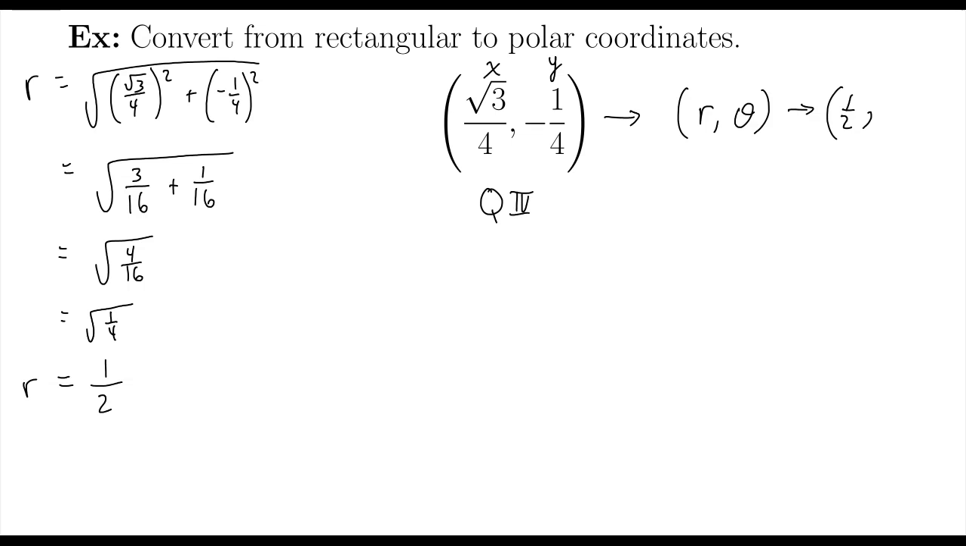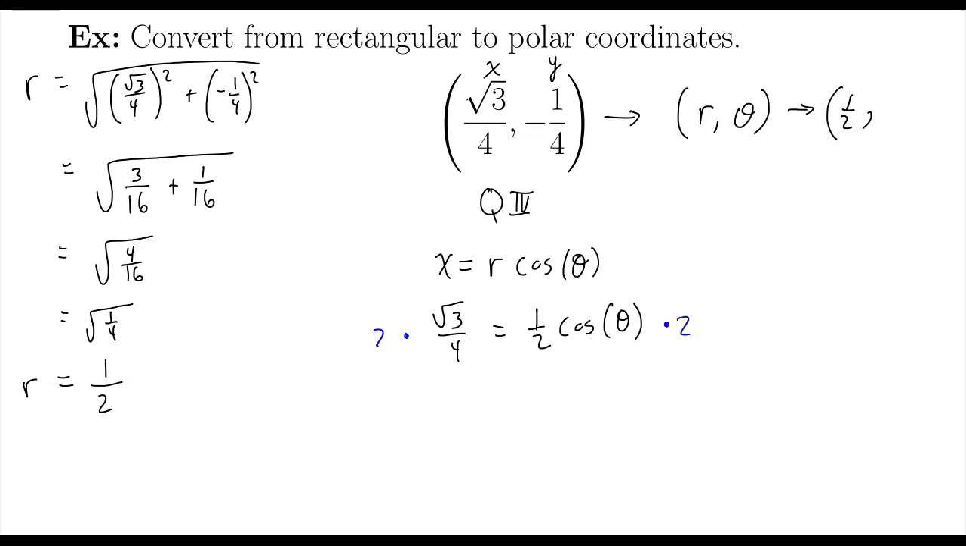Okay, so now let's use those formulas. I'm going to use the x formula. Okay, so the square root of 3 over 4 is equal to 1/2 cosine of theta. Let's multiply both sides by 2 to take care of that 1/2. So the square root of 3, 2 over 4 is just 1/2, so that's going to be the square root of 3 over 2.